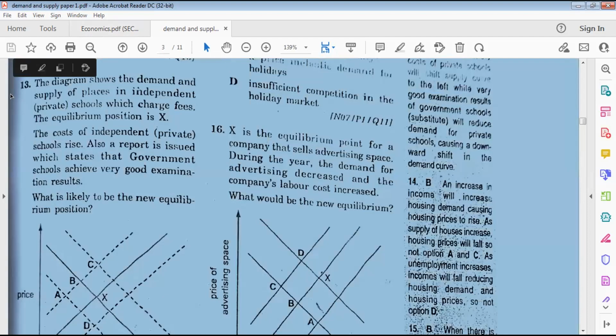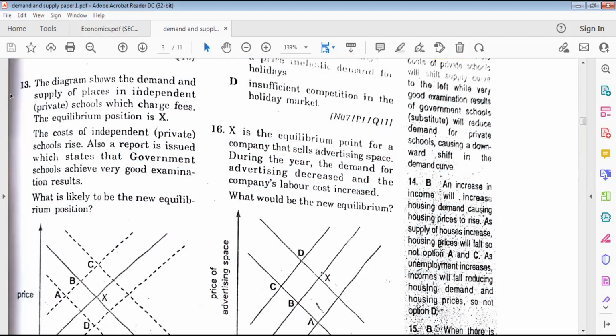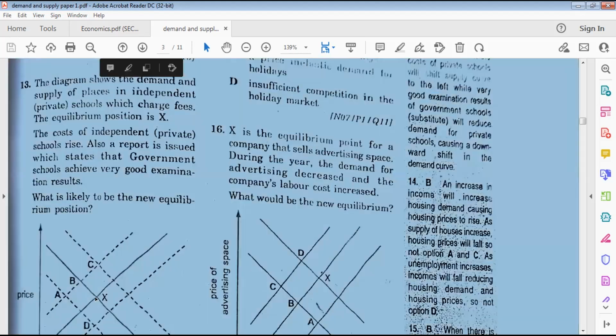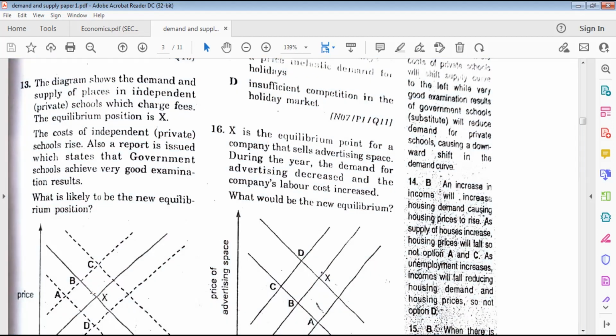The diagram shows the demand. Question 13. Cost of independent. Equilibrium. So the equilibrium position is X, which means initially this is where you are at, this price. Equilibrium is when the demand and supply meet.